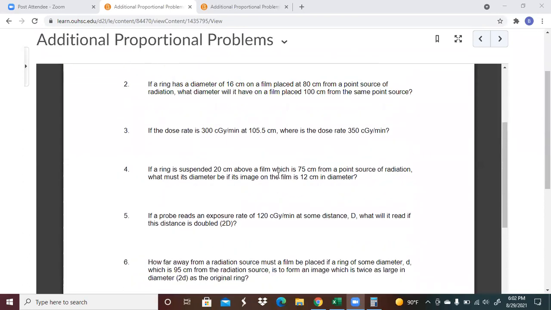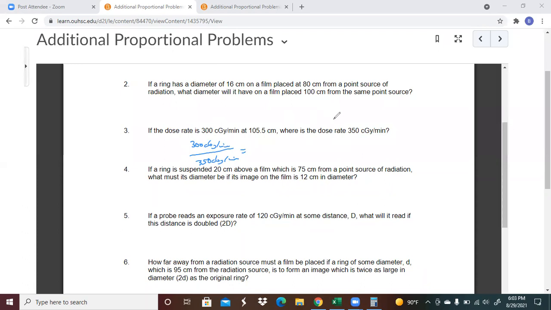If the dose rate is 300 centigrade per minute at 105.5, then where is the dose rate 350? All right. So we're back to dose rates again. So let's see here. We've got 300 centigrade per minute, and what we're wondering is, where is it going to be 350 centigrade per minute?